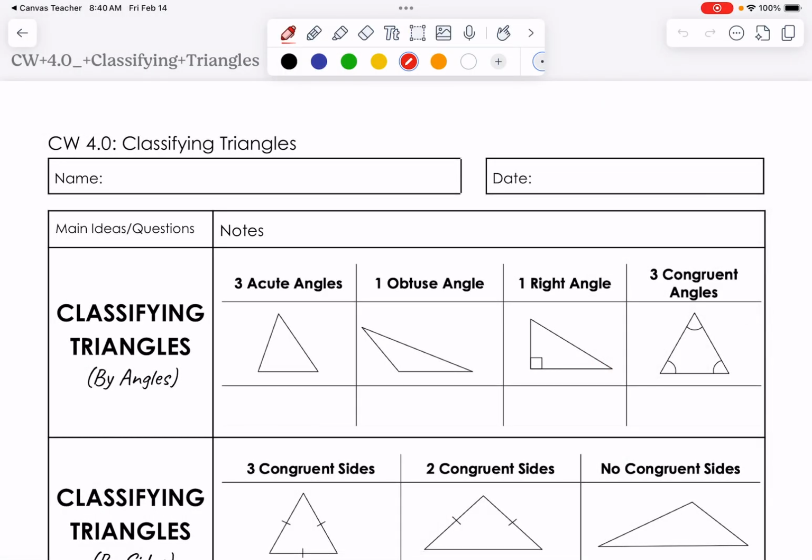Hello everybody, welcome to our introduction to Unit 4. Today we are just talking about how do we name these triangles. I'm sure we all know what a triangle is, right? A shape with three sides, but there are certain kinds of triangles that we are going to want to pay special attention to here in geometry class.